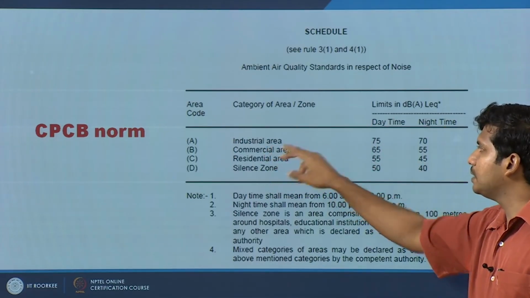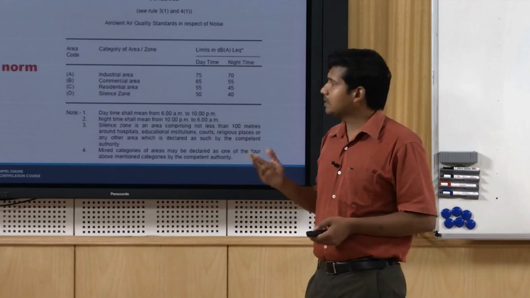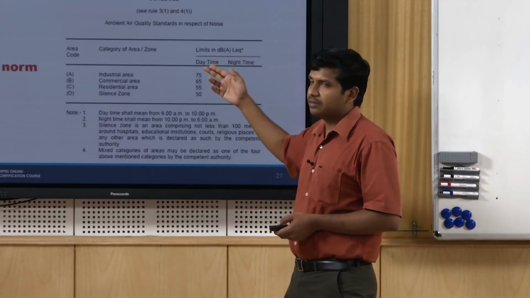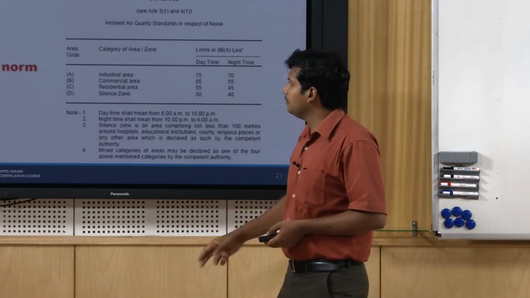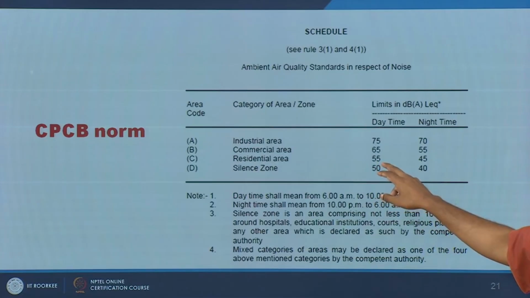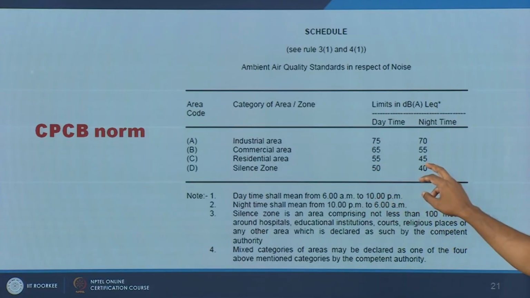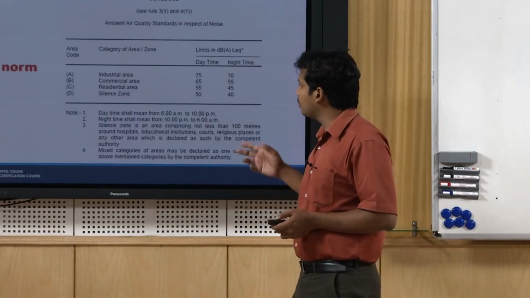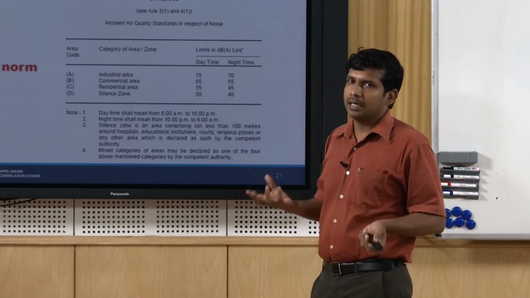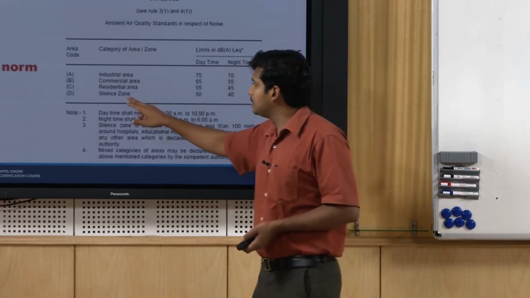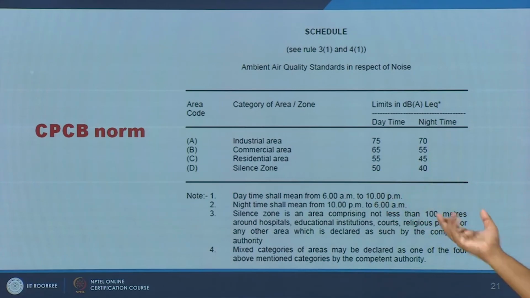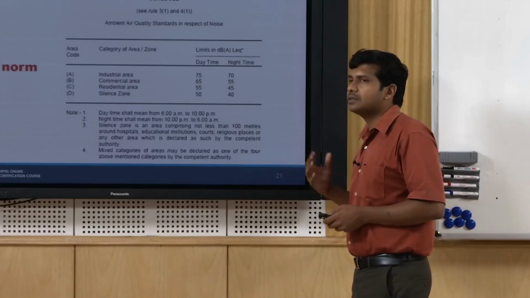Typically, for example, if it is an industrial area, daytime can be maximum 75 dBA, it should not exceed 75 dBA, whereas at night time it should be slightly lower, so 70 dBA. If it is a residential zone, daytime maximum permissible is 55, night time it should come down to 45. Say you are conducting a pro show in a residential area, typically you will not be permitted as per pollution control board rules, because you are going to produce 80 to 90 dBA sound, while the maximum permissible is 45. If it is silent zone, daytime is 50, night time is just 40 dB. So that is what the prescribed values are.